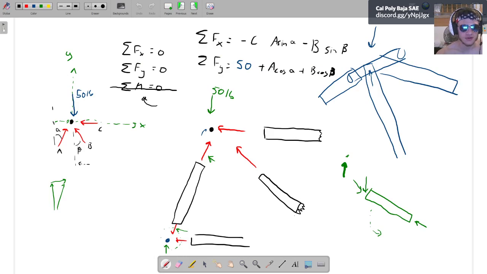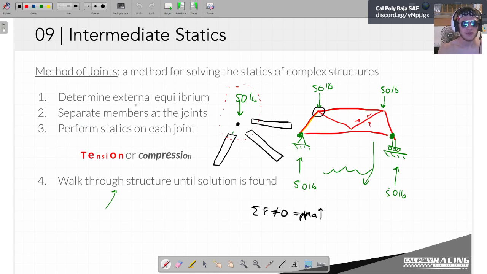We have, let's go back to here. So we first determined the equilibrium for the whole structure. We took it apart at the joints. We did statics on each joint progressively. I suppose I should add a progressively. Oh, I'm not going to write that out. That's too much to cram into there. And then we walked through the structure until we found the solution.